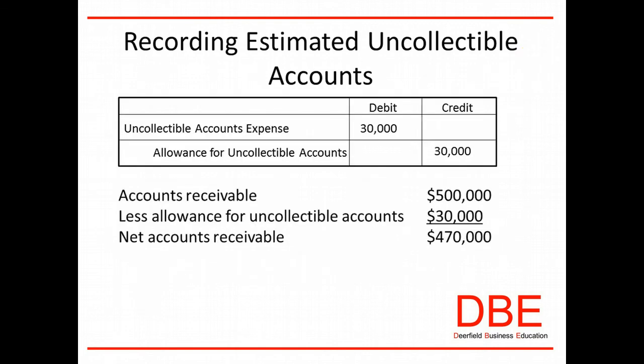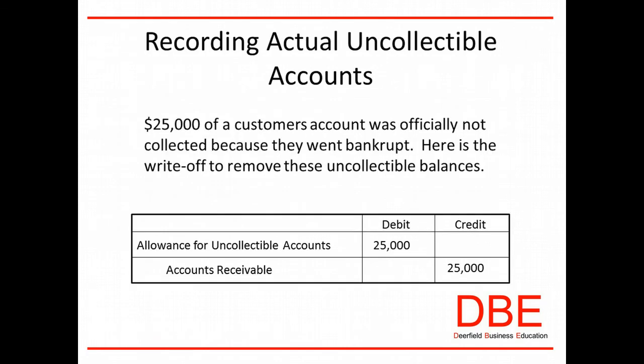Alright, so this is kind of how the net balance would look. There's the 500, there's the 30, and then there's the net accounts receivable amount of 470. So let's say we anticipate $30,000 uncollectible for the year, and then we record that 30 on the income statement. The following year, we do not get our money from our customers. So we don't want to include that expense in the next year. We want to include it in this year, and that's why we're doing this estimate. You have to understand why we're doing this.